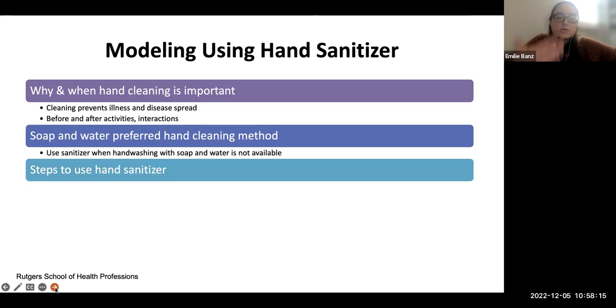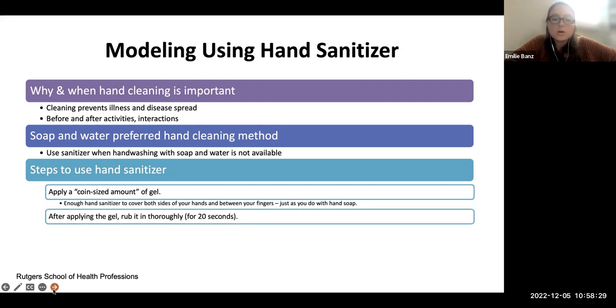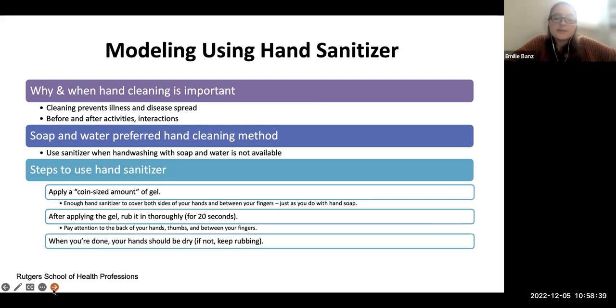You would then go over the steps to using hand sanitizer. You would apply a coin-sized amount of gel, and you want enough hand sanitizer to cover both sides of your hands and between your fingers, just as you do with hand soap. After applying the gel, you want to rub it in thoroughly for at least 20 seconds. You want to pay attention to the back of your hands, thumbs, and between your fingers. When you're done, your hands should be dry, and if not, you want to keep rubbing. And you don't want to wipe off or rinse off the gel. And that's how you might model with somebody how to use hand sanitizer.